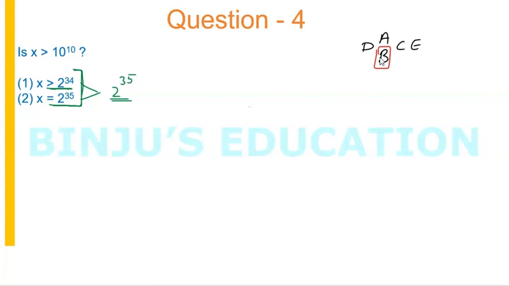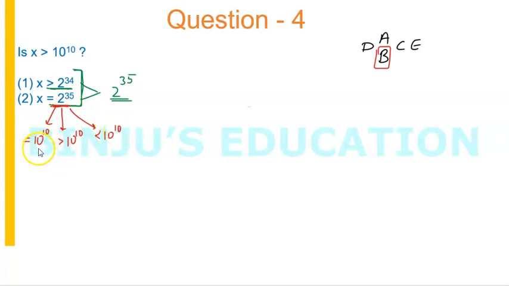And I don't think E can be the answer either, because this 2 to the power 35 will be greater than 10 to the power 10, or less than 10 to the power 10, or effectively equal to 10 to the power 10. Whatever it will be, you will have a conclusive answer. Now, I'm not even solving this. I'm simply using my logic, I'm simply using my head. This number 2 to the power 35 will either be equal to 10 to the power 10, greater than 10 to the power 10, or less than 10 to the power 10.